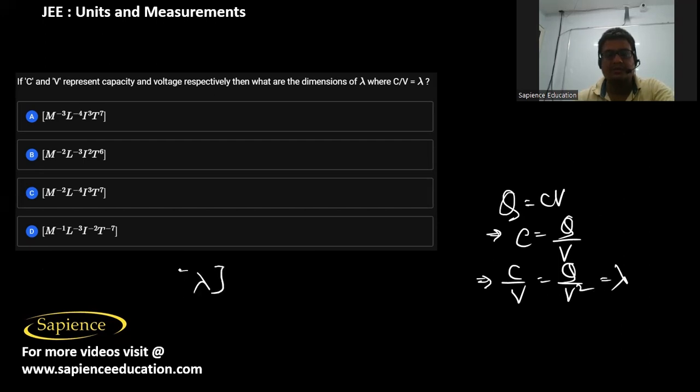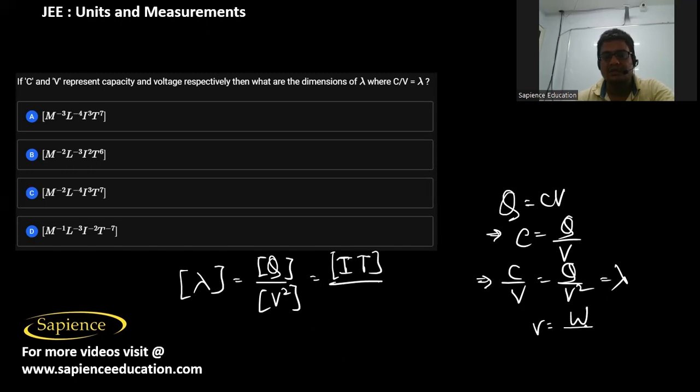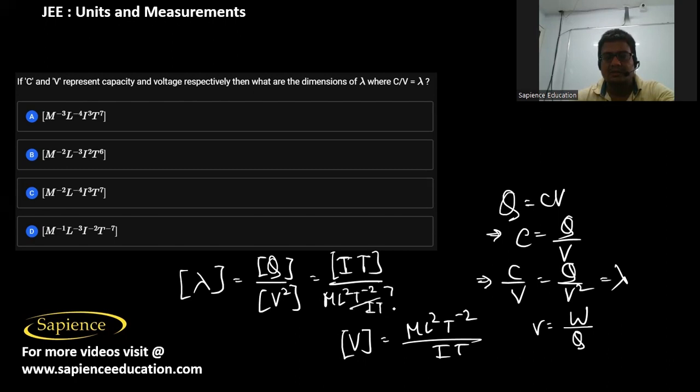So therefore the dimensional formula for lambda is the same as the dimensional formula for Q divided by the dimensional formula for V square. So dimensional formula for Q is I into T, because current into time is charge. V is actually the voltage. Voltage is work done by charge. So therefore the dimensional formula for voltage will be M L square T power minus 2 divided by I T, its whole square.